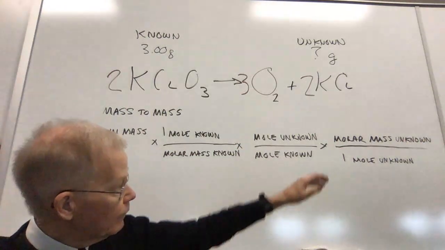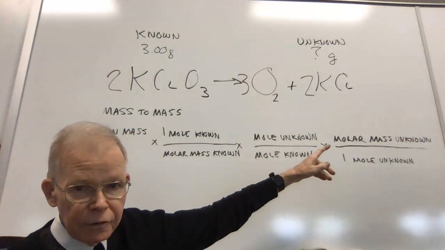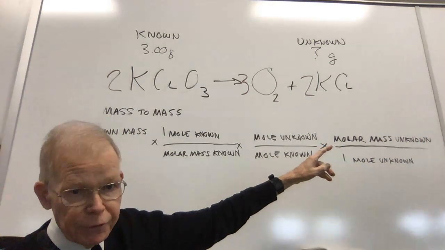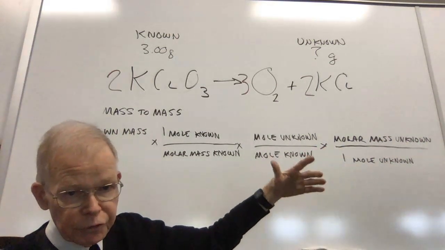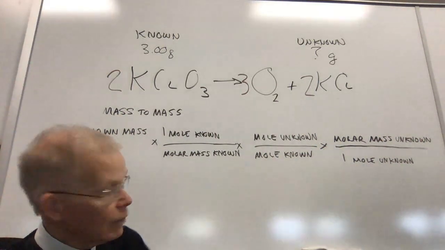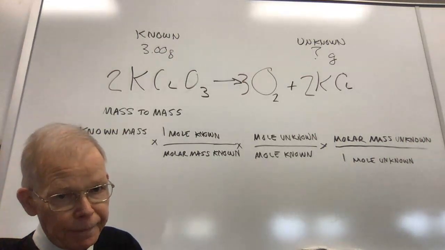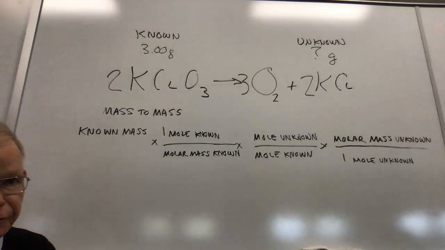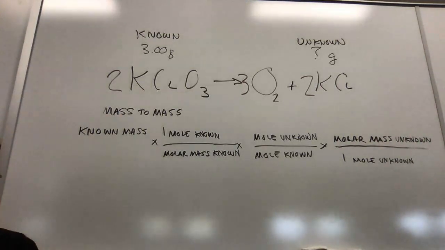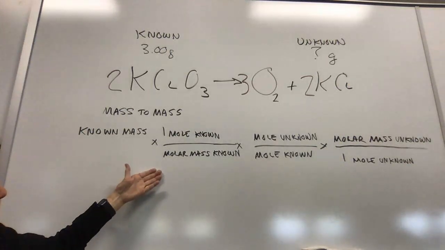And then the final step, I'm going to look up the molar mass of my unknown substance. I'm going to use the periodic table for that. And I put that over 1 mole of the unknown substance. So let me back up a little bit here so you guys get a chance to copy all of that. This is the bulk of what you're copying right now.